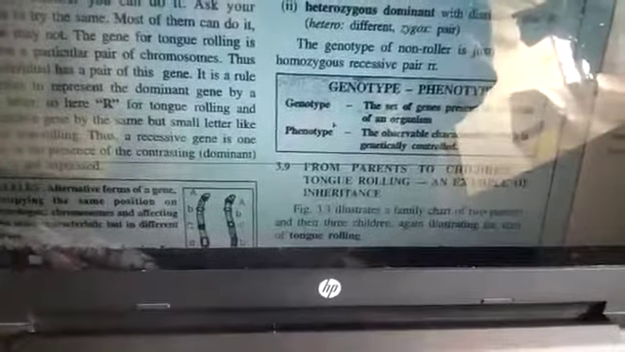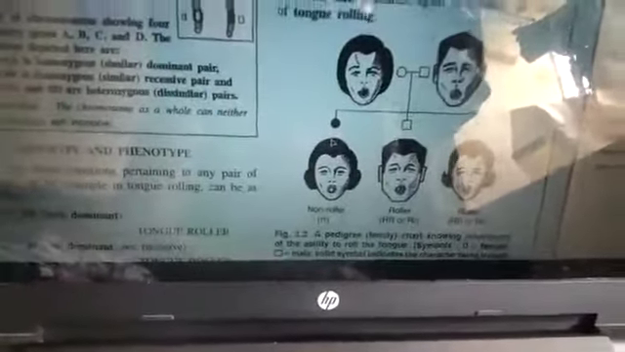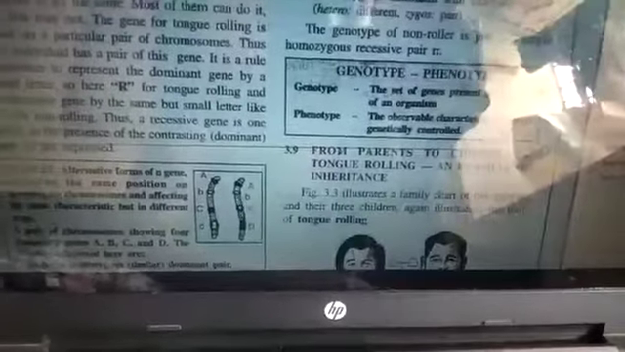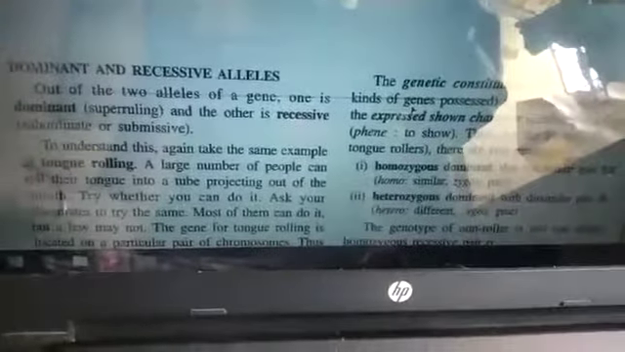And this is all for today. Next we'll see the pedigree chart, how it is done. Once you have understood the theory of genes and all, you can move on to the pedigree chart and how it is formed.